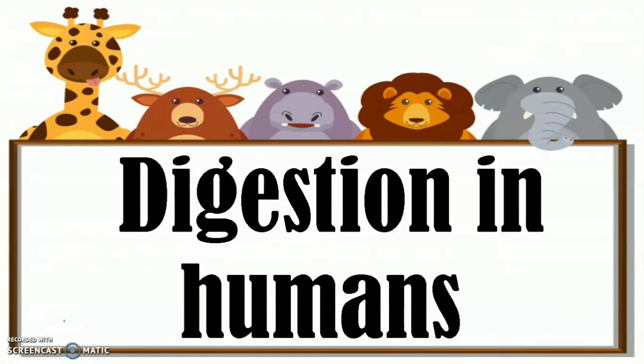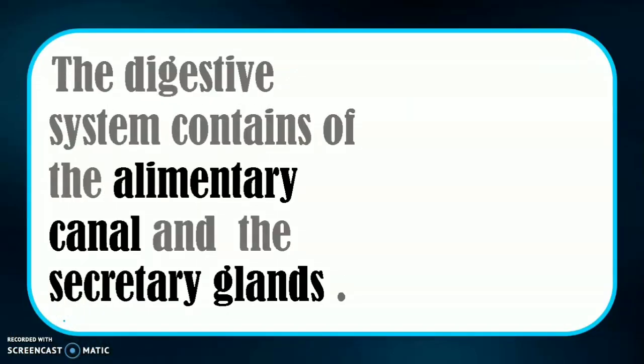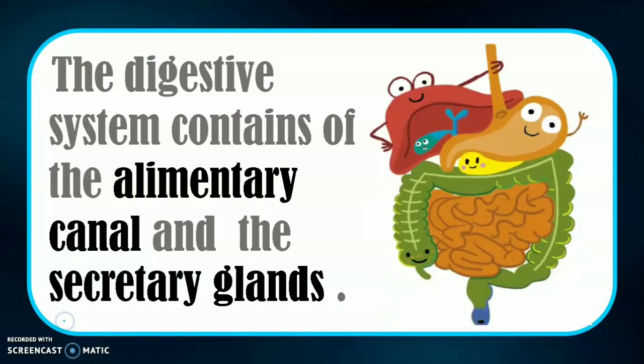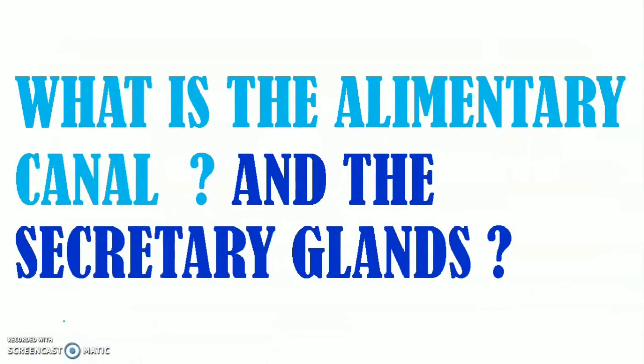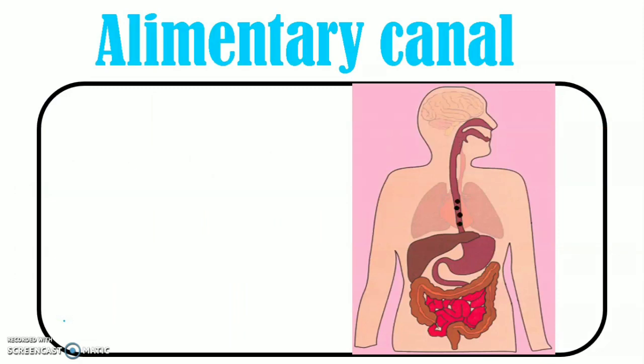Let's talk about digestion in humans now. How does the food get digested in humans? The food in the humans gets digested in the digestive system, and the digestive system consists of the alimentary canal and the secretory glands. What is the alimentary canal and what are the secretory glands? Alimentary canal is the tract by which our food passes.